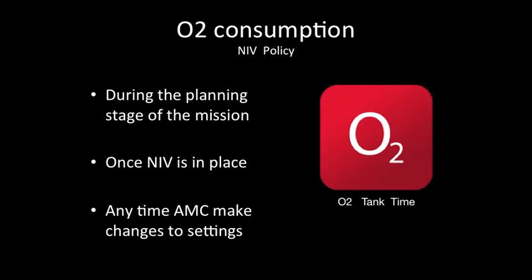Transport time thresholds related to oxygen consumption can be calculated using the O2 tank time app found on the AMC phone. This calculation should be performed at 3 points during the mission. First, during the mission planning stage. Second, once the NIV is in place prior to disconnecting the patient from a wall oxygen source. And lastly, at any time AMC make adjustments to the settings, particularly if the patient's demands increase during the mission.